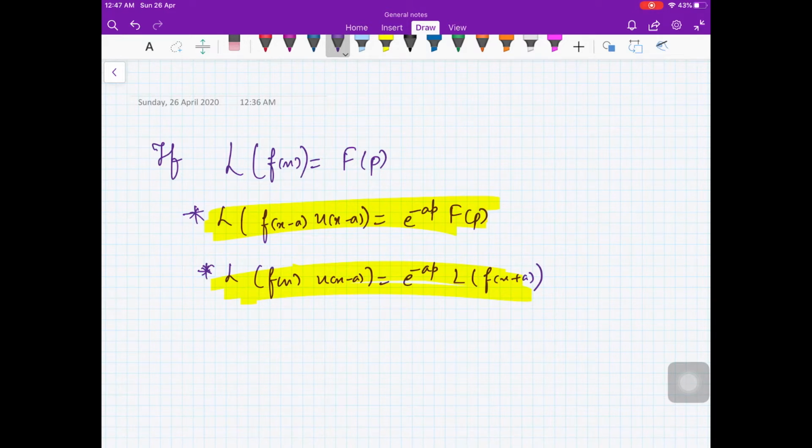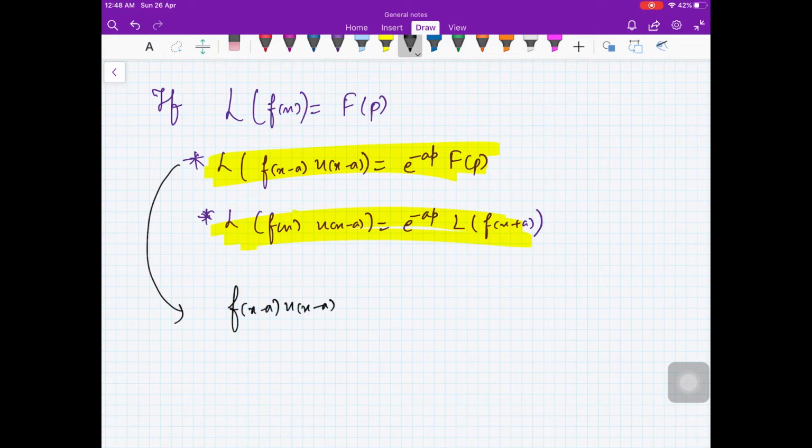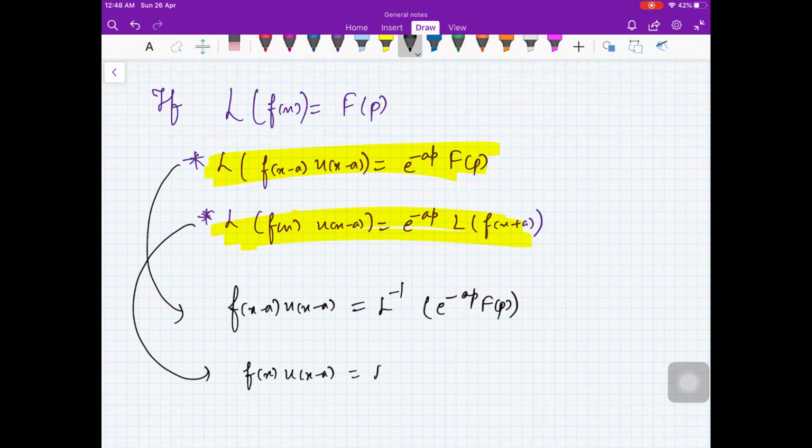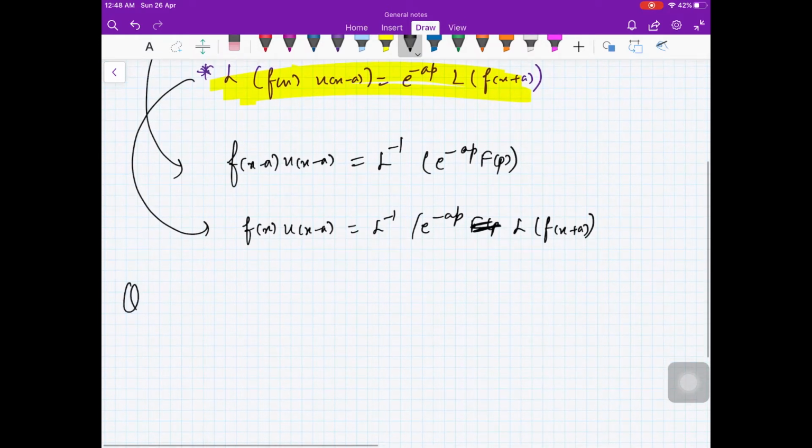Now we have seen how we can use this to find the Laplace transform. Now we will see how we can use it to find the Laplace inverse transform. If you write the equivalent forms for Laplace inverse, you get f of x minus a into u of x minus a is Laplace inverse of e raised to minus ap F of p, or f of x u of x minus a is L inverse of e raised to minus ap F of p. Now let us see how we can use it in questions.